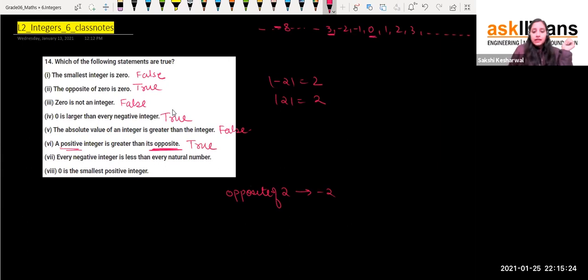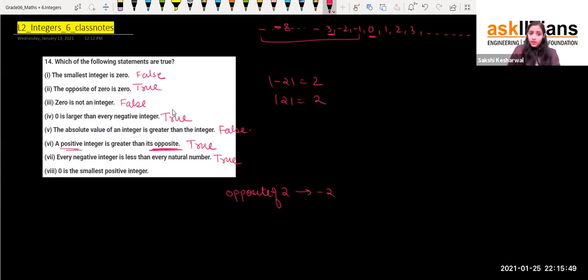Now, every negative integer is less than every natural number. Yes, that's also true, because the negative numbers lie on the left hand side. Natural numbers start from 1, 2, 3, 4, 5, 6, 7, 8. All the natural numbers are positive, and positive numbers are always greater than negative numbers. So it is again true.